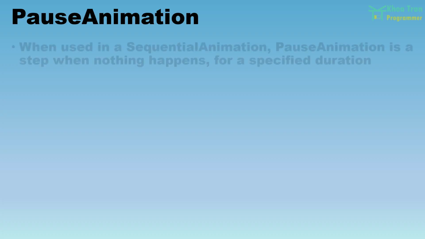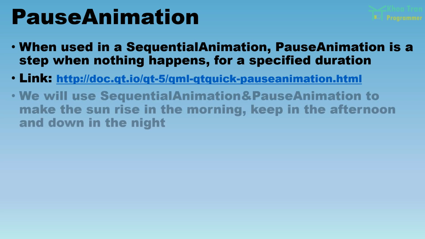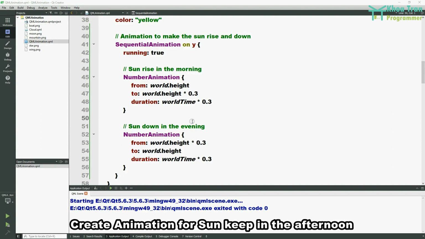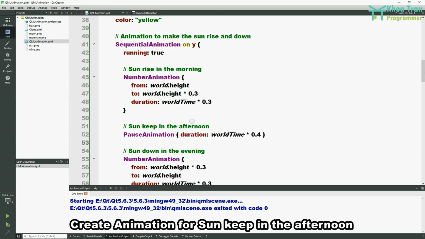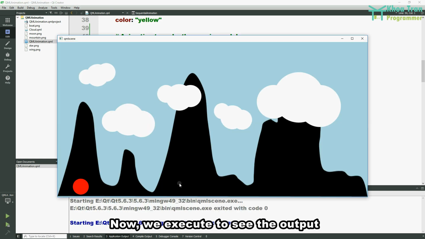PauseAnimation. When used in a sequential animation, PauseAnimation is a step when nothing happens for a specified duration. We will use sequential animation and PauseAnimation to make the sun rise in the morning, stay in the afternoon and go down at night. Create animation for the sun to stay in the afternoon. Now, we execute to see the output.